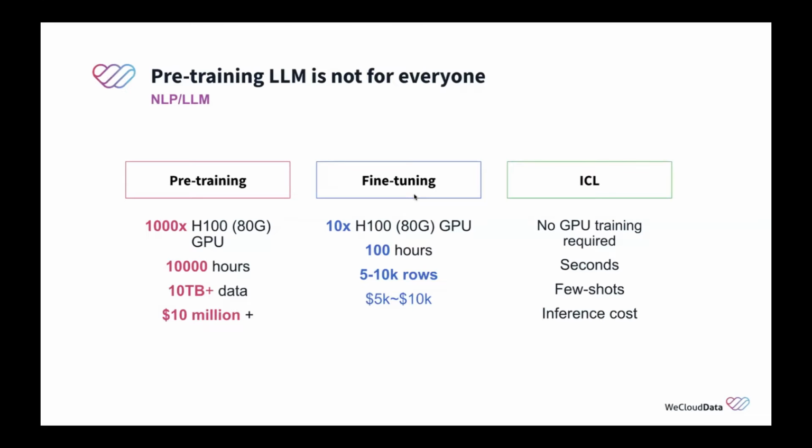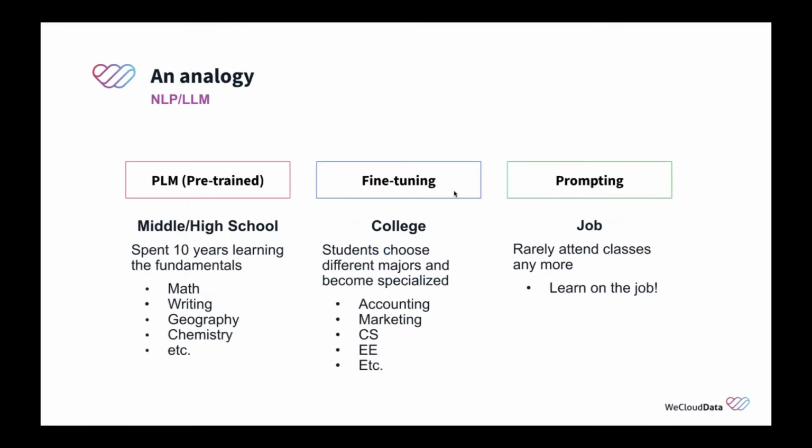And on the right-hand side, ICL stands for in context learning. So that's basically just prompting, right? So it doesn't change the model weights. It doesn't require any GPU cards. And you can usually get the results in seconds. There's the zero shot, one shot, few shot learning. All you're paying for is the cost of making the inference. That's how we're paying ChatGPT or OpenAI, right? Pre-training, too expensive, not for everyone, unless you have a very specific, good reason to do that.